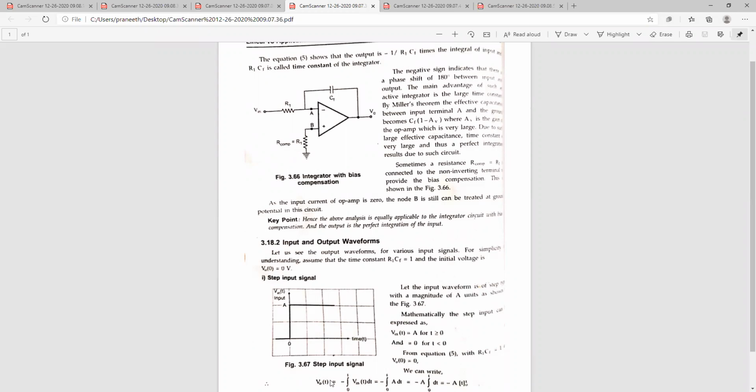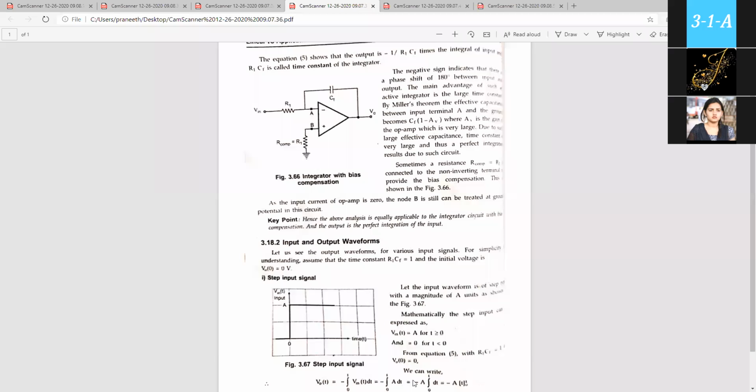So simply substitute in this equation, that is V naught of t equals minus the integral from 0 to t of V in t dt. So if you substitute this A there, right? As this is a step input, obviously this A is considered to be what?